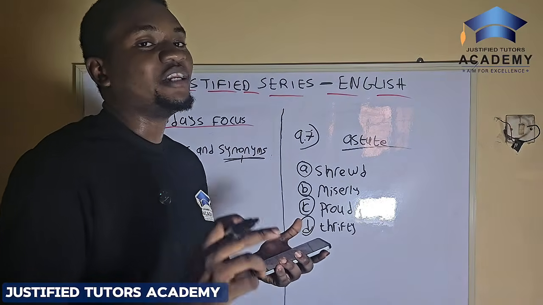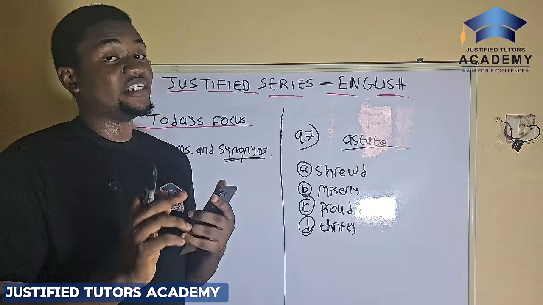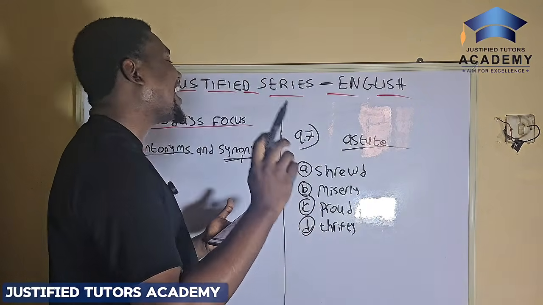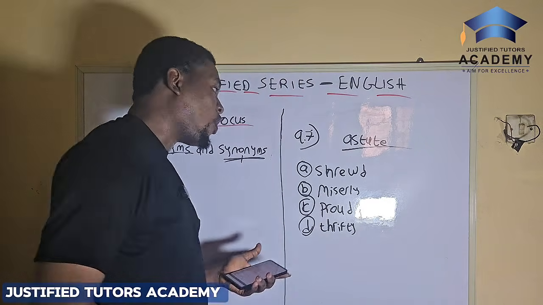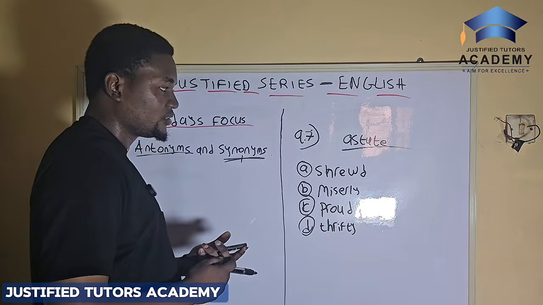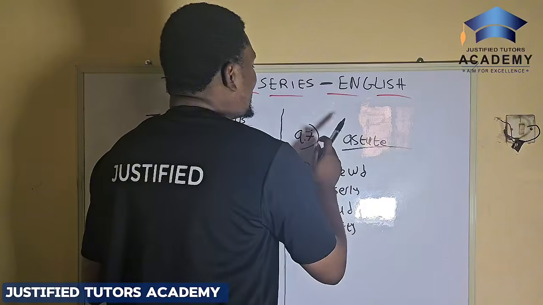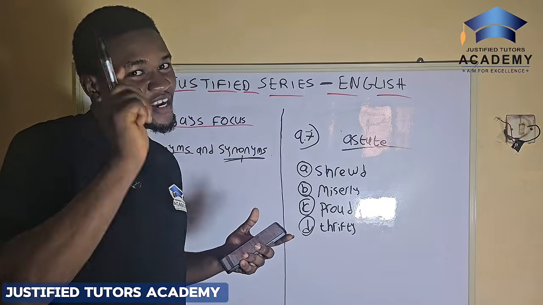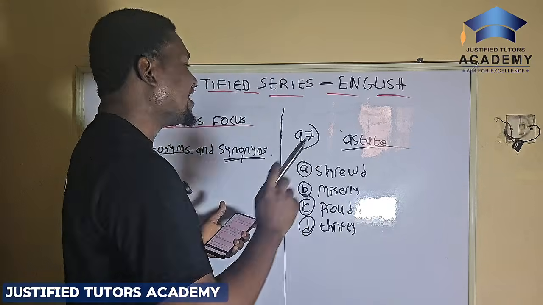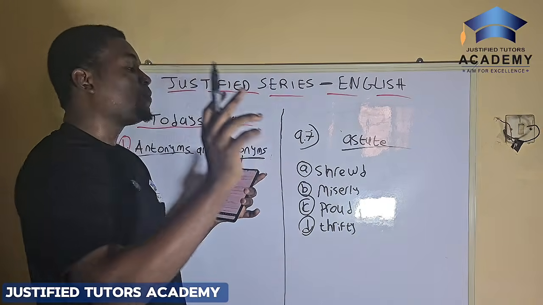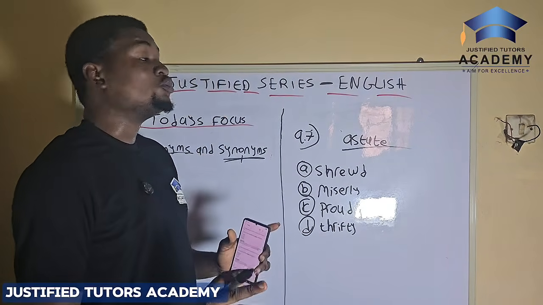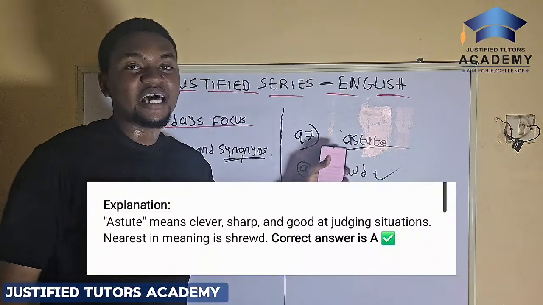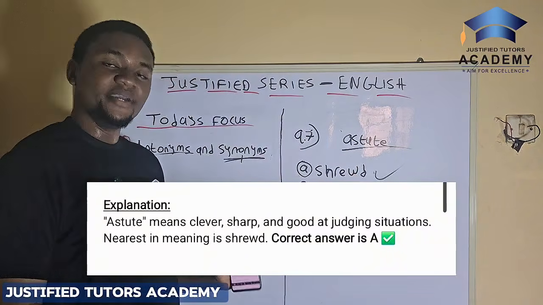Remember, we are not dealing with opposite meaning, it is nearest meaning. So now, Mr. Brown is often described as an astute businessman. First of all, what is the meaning of astute? For it to be astute means that he is a clever man. He's sharp. He's very, very smart. So now, the nearest meaning to the word astute is shrewd, as they both have similar meaning.